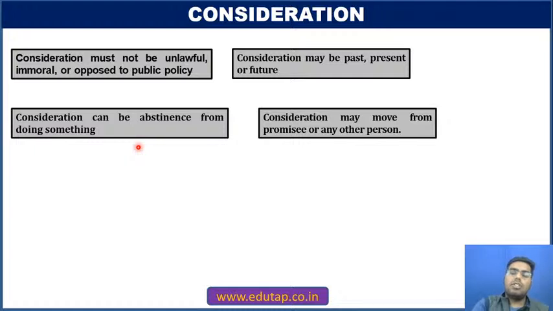Next is, consideration may move from the promisee or any other person. If you are providing me something, take an example: I am teaching you something. So there is an agreement between you and me. My consideration is I am providing you with the course. Your consideration will be providing me money, the fees. You can give me the fees, or anyone else on your behalf can also give me the fees. Either you will be paying me the money, or your parents will be paying me the money. So consideration can be from your side, or it can also be from anyone on your behalf.